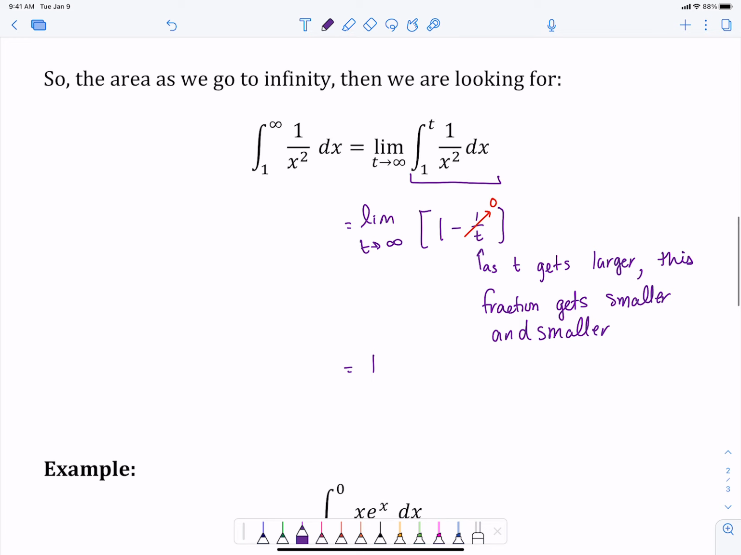What this tells us is that the integral from 1 to infinity of 1 over x squared dx is actually equal to 1. As we go out to infinity, we're subtracting less and less off that area, and we're actually going to have a whole area of just 1.